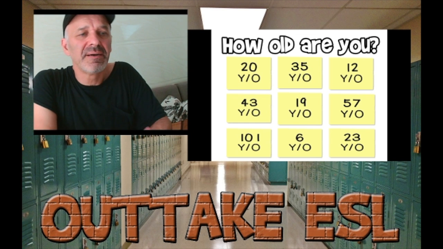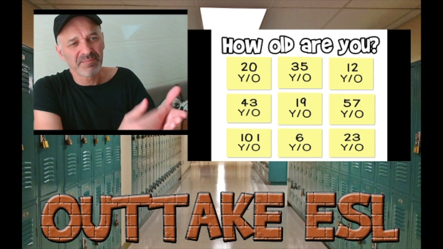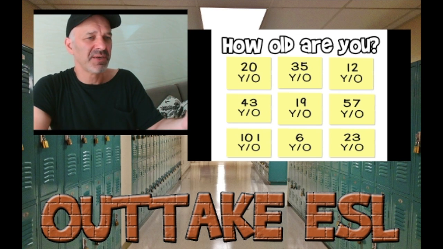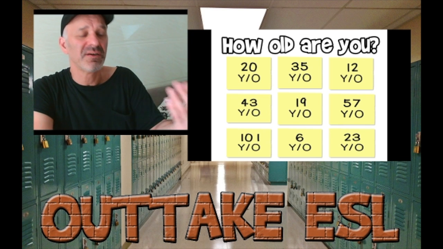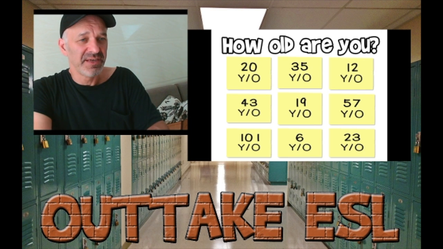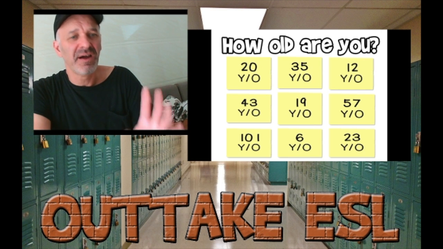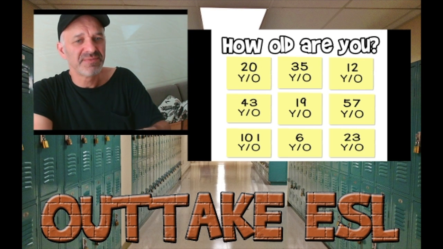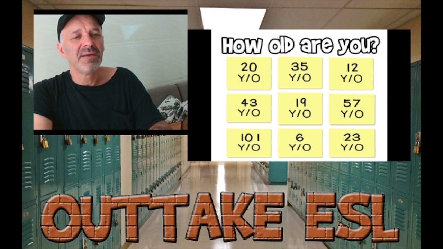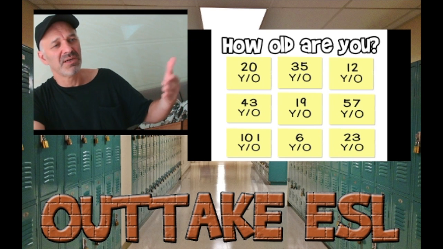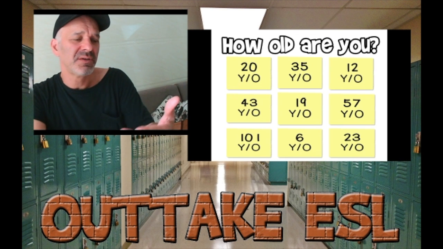And here I go to my name sheets. And I just pick out a student. First I'll say, okay, new question. How old are you? Let me go through the different ages I have here. I got 20, 35, 12, 43, 19, 57, 101, 6, 23. Go through that as a class, make sure they know their numbers. And then I go to my name sheet here and say, all right, how old are you?